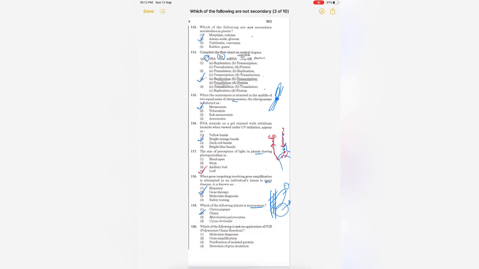Question number 120. Which of the following is not an application of PCR, polymerase chain reaction? Molecular diagnosis is an application. Gene amplification is also an application. Purification of isolated protein is the correct answer.